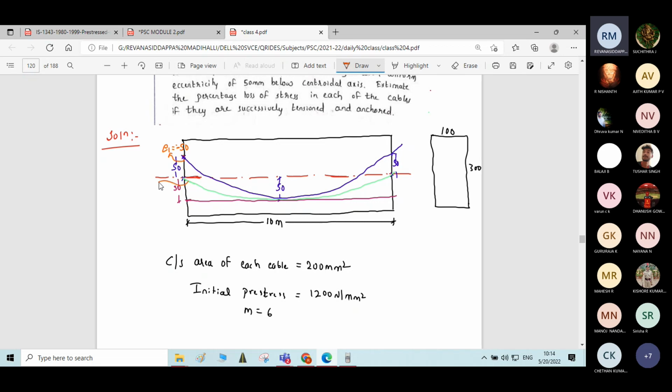For cable 2, E2, the eccentricity at the support is 0. There is no eccentricity. Similarly, for cable 3, the eccentricity at the support, E3, is plus 50, below the axis, 50 mm. Similarly, at the center of the span, all the cables 1, 2, 3 have the same eccentricity, that is E1 = E2 = E3 = 50 mm.